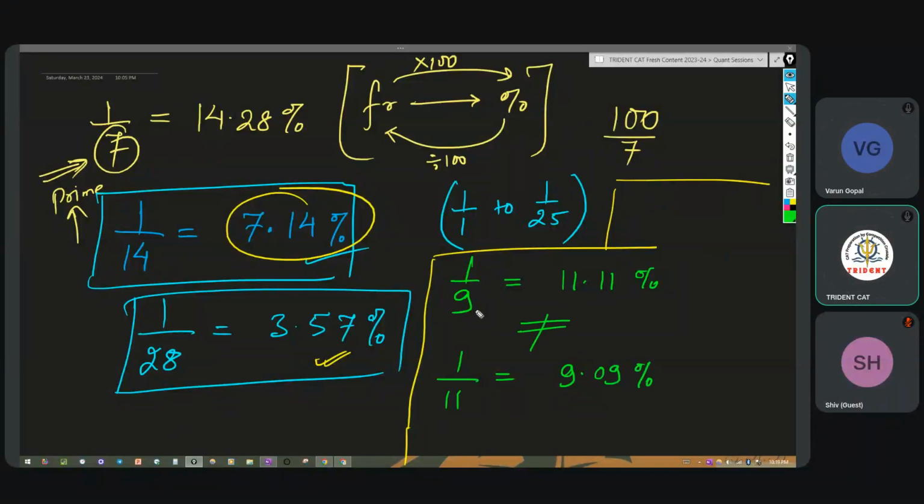I should again tell you, there is nothing common between this pair of fractions or percentages. It's just that if you remember one, the other is remembered quite easily. Is there any relation between 1 by 11 and 1 by 13? No, there is no relation. Both are primes, and you have to remember them like that only.